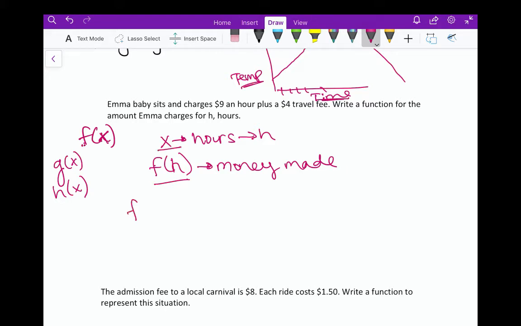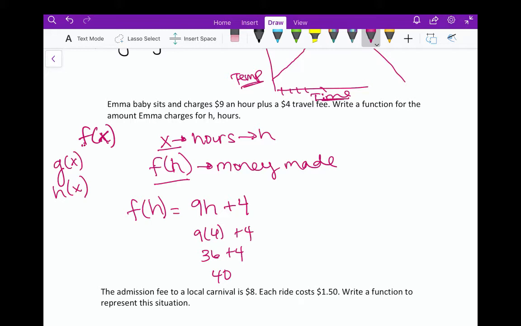So what is the rule? Well, the amount of money she makes, which is represented by f of h, is going to be equal to 9 times the number of hours she works plus $4 for her traveling. So now that I have a function rule, if I know that she worked 4 hours, I can substitute a 4 in for h, and I could do 9 times 4 plus 4 is 36 plus 4 is 40. So she would make $40 if she worked 4 hours.